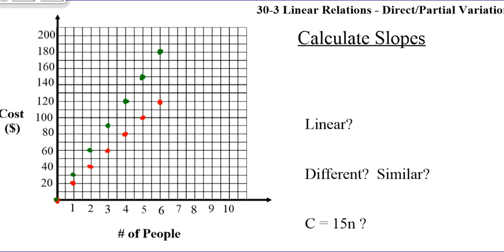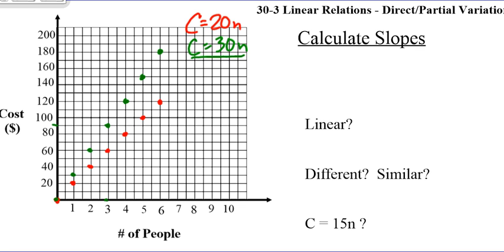So hopefully you have a graph that looks something like that. We have one graph. Remember, I did C equals 20N in red and C equals 30N in green, because 3 guests would be $90 and so on. So what I want you to do is calculate the slope of each line.